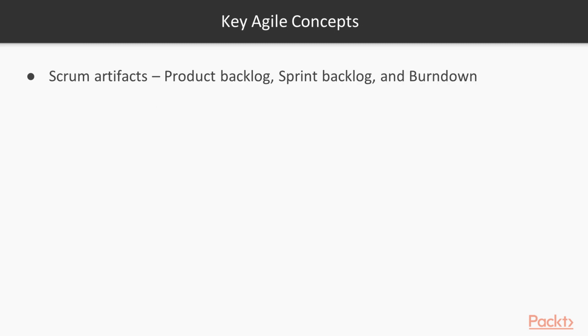Key Agile concepts. When we talk about Scrum, we have different Scrum artifacts known as the product backlog, sprint backlog, and the burn down chart in your project. Product backlog is basically the list of all the activities or tasks that you need to do in your project. Sprint backlog is the list of activities or tasks that are picked from the product backlog and that you agreed to deliver as part of a specific sprint.